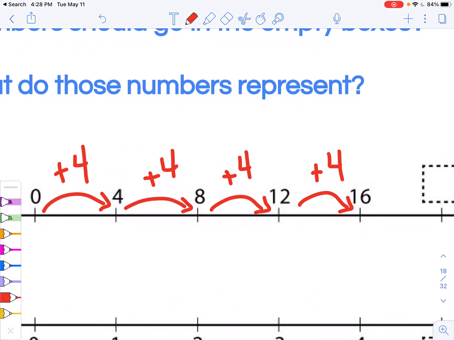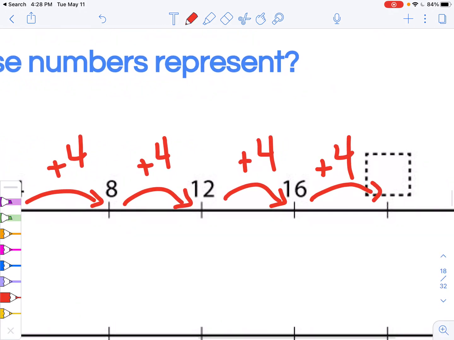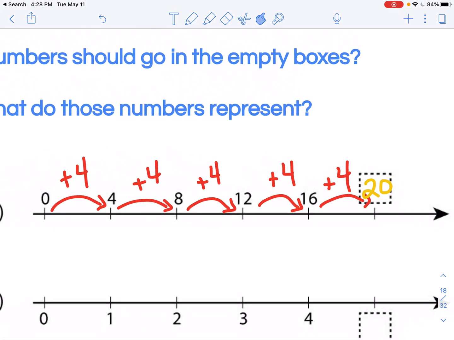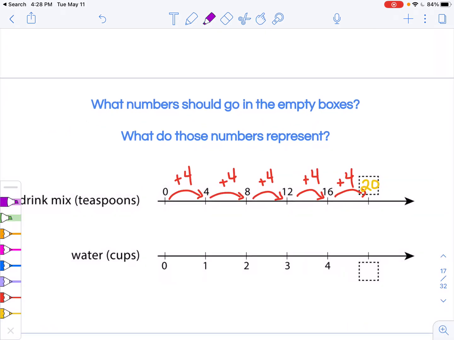So if I want to find the next number, I have to add 4 more. 16 plus 4, I could use my fingers if I wanted to. 17, 18, 19, it's 20. The number 20 goes here. But I also want to know what it represents. That 20 here on the end, let's grab a completely different color here, goes back to the very beginning and the words on the top. That's how many teaspoons of drink mix you need. You need 20 spoonfuls of mix.